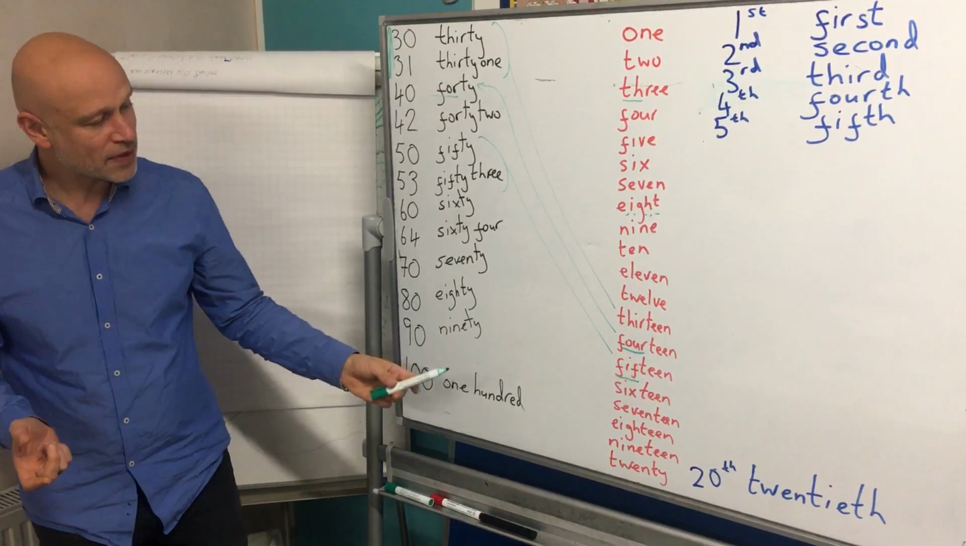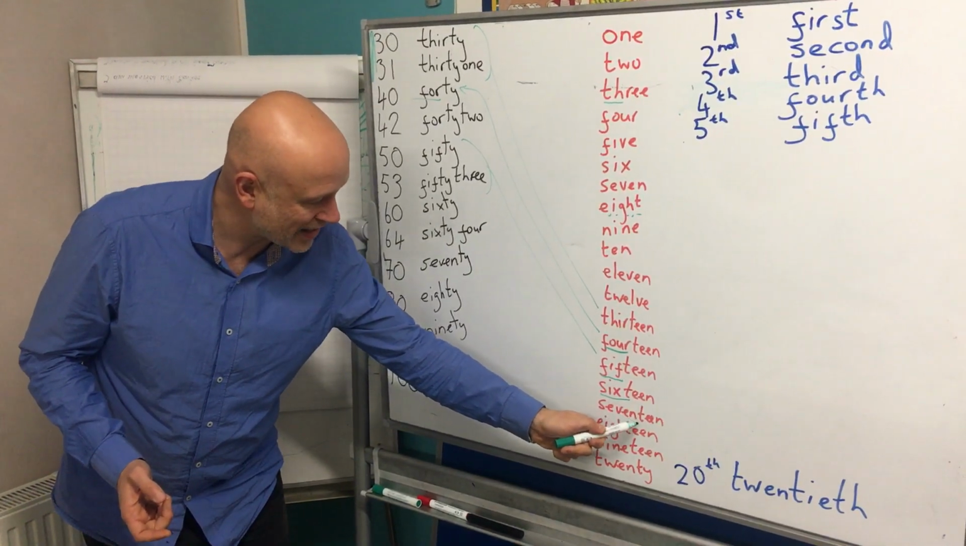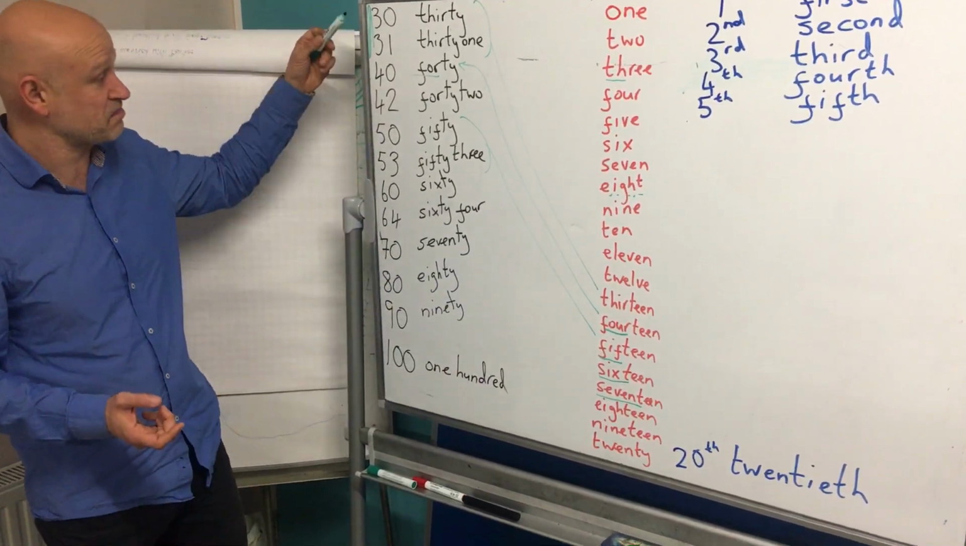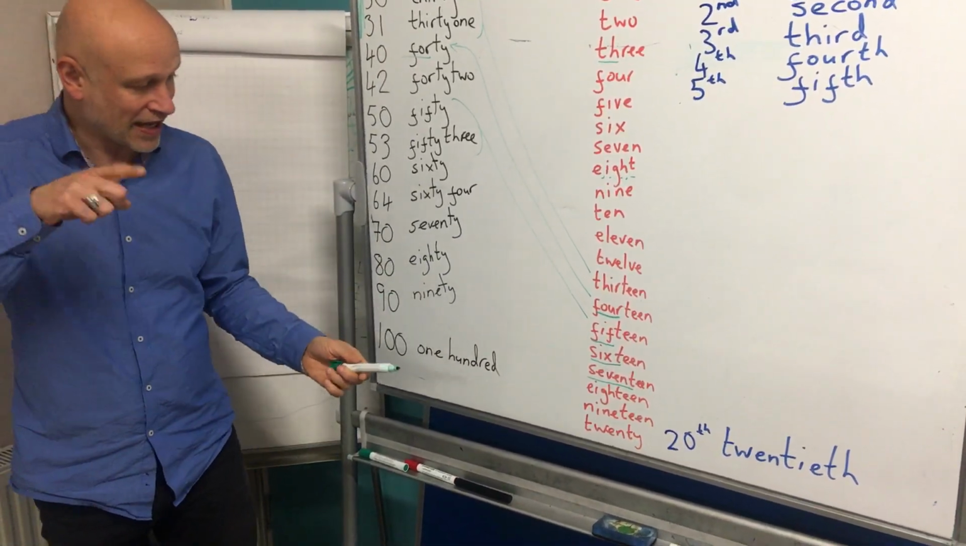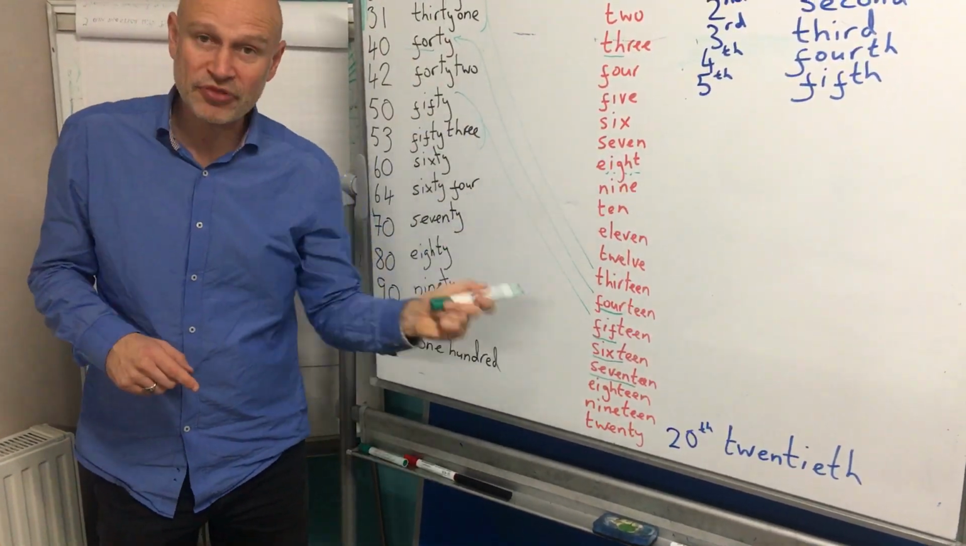So just try to remember that these are the first letters of these bigger numbers here. The ones ending in 0. And all you have to do is take away the een and replace it with the letter y.